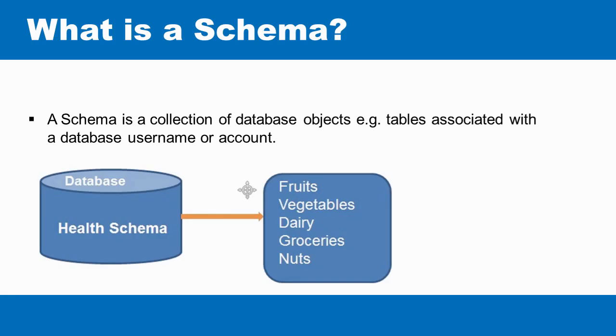So this is a basic illustration of a database with a schema called health schema, and this schema contains various tables. So these are various tables contained inside this schema, and you can also apply permissions to different objects within a schema. So you may want certain people to have access to maybe one table and not to another. So there are different permission levels you can attach to schema and schema objects.